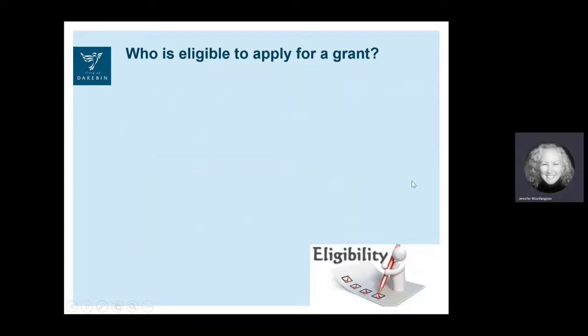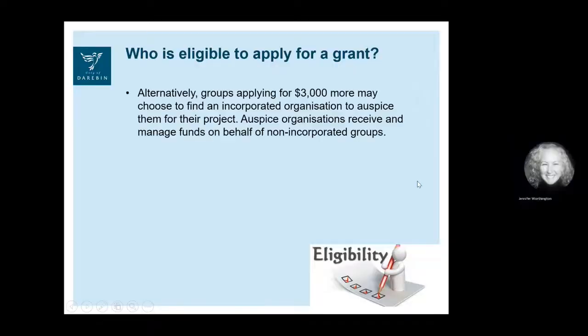So who's eligible to apply for a grant? Alternatively, groups applying for $3,000 or more may also choose to find an incorporated organisation to auspice them for the project. So auspice organisations receive and manage the funds on behalf of your group. Especially if you're a newly formed group and you haven't got your bank account or your legal arrangements in place, another organisation could apply on your behalf.